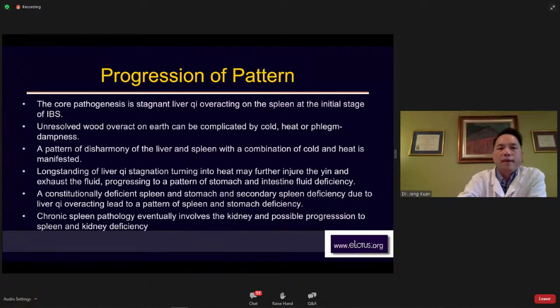And then a constitutionally deficient spleen and stomach, and secondary spleen deficiency due to liver qi overacting, leading to a pattern of spleen and stomach deficiency. Chronic spleen deficiency, as we mentioned earlier, can involve the kidney because it overconsumes the kidney qi and then can lead to a spleen and kidney deficiency pattern.